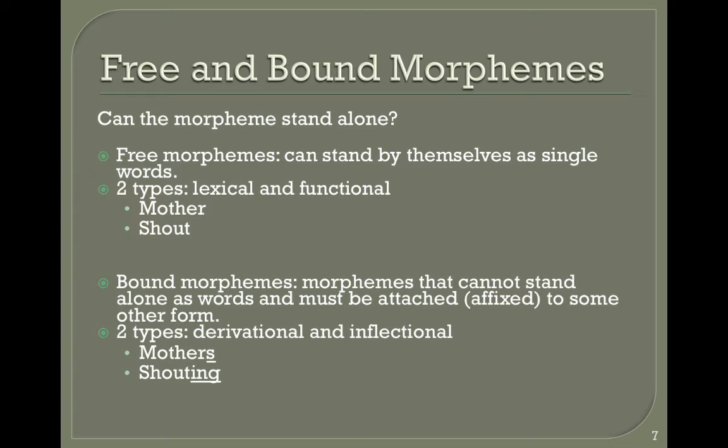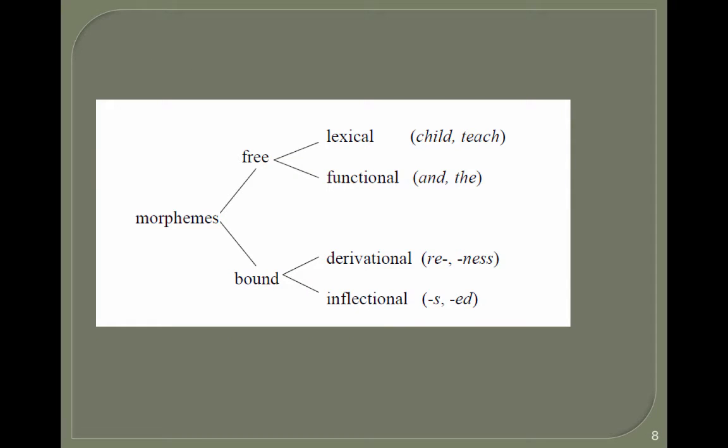Bound morphemes cannot stand by themselves, so these are things that have to be attached to or affixed, think of the words prefix, suffix, that's where affix is coming from, to some other word. And within bound morphemes, there's two types of these, derivational and inflectional. So we can take our lexical morphemes, mother and shout, and then we can add on some derivational and inflectional morphemes. Okay, now let's take a moment and we're going to work at this top part of this tree, and we're going to focus on lexical versus functional morphemes.